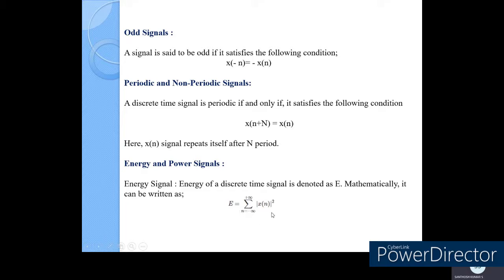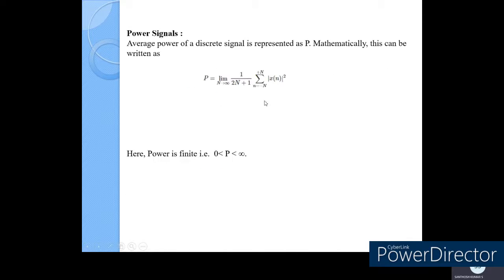There is a formula we use for calculating the energy of the discrete time signal. If the energy is a finite quantity, we call it an energy signal. If the energy is infinite, then we find the power of the signal, using the power formula. If the power is finite, we call it a power signal. A signal may be either an energy signal or a power signal, but it cannot be both. Usually all non-periodic signals are assumed to be energy signals, and all periodic signals are assumed to be power signals.